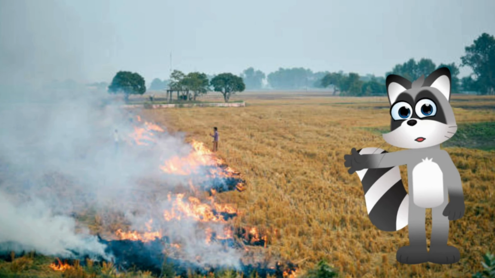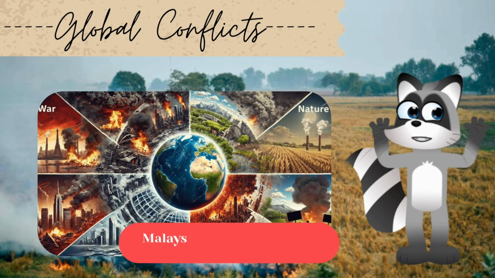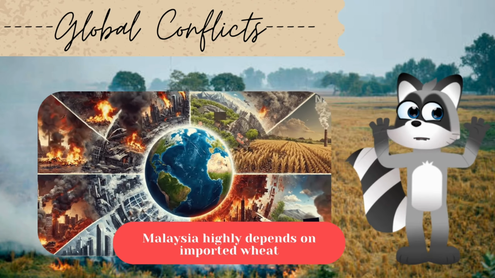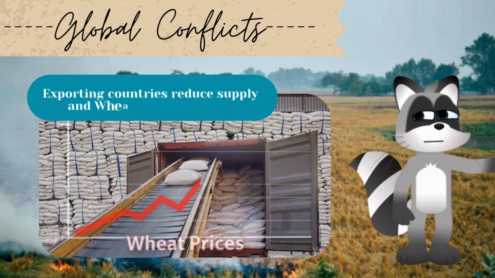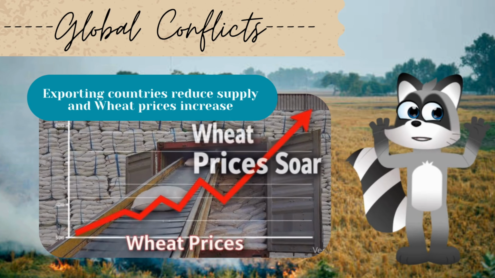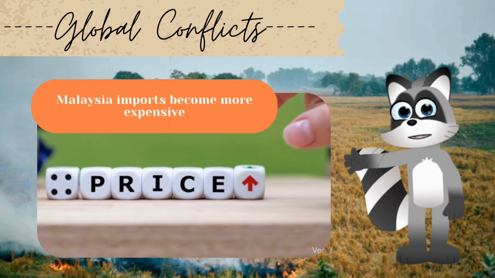Another challenge is the rising cost of raw material due to global conflicts. Malaysia depends a lot on imported wheat from other countries, so if wheat exporting countries are involved in war, they may reduce export and increase the price of the wheat. This means Malaysia has to buy wheat at a higher price.